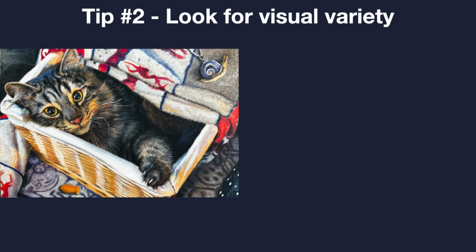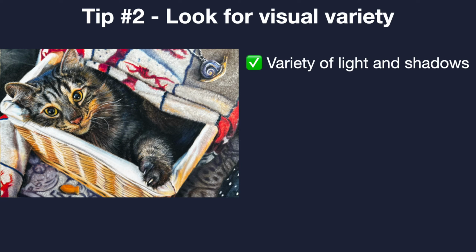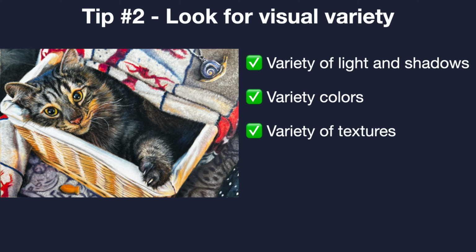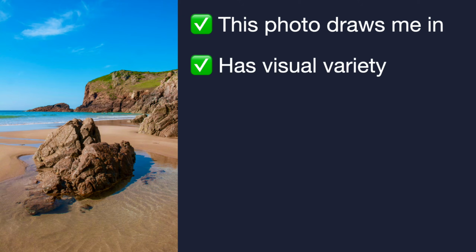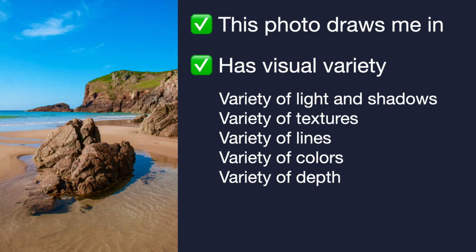I'm very proud of it because it has visual variety. It has variety of lights and shadows. It has a variety of colors, the warm and the cool, and has a variety of textures. This is a good example of a photo that I wanted to paint. It drew me in. It also had visual variety. Variety of lights and shadows, variety of textures, variety of lines, variety of colors, and variety of depth.